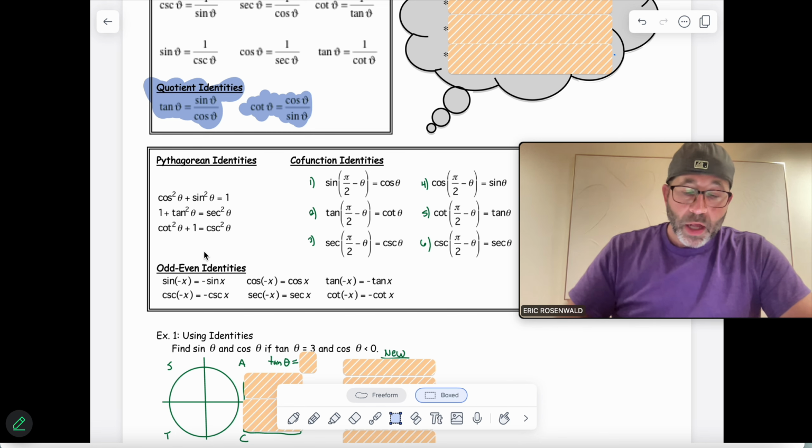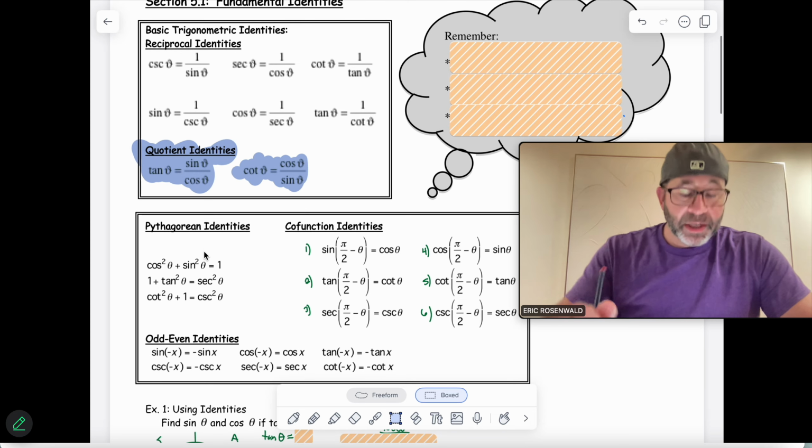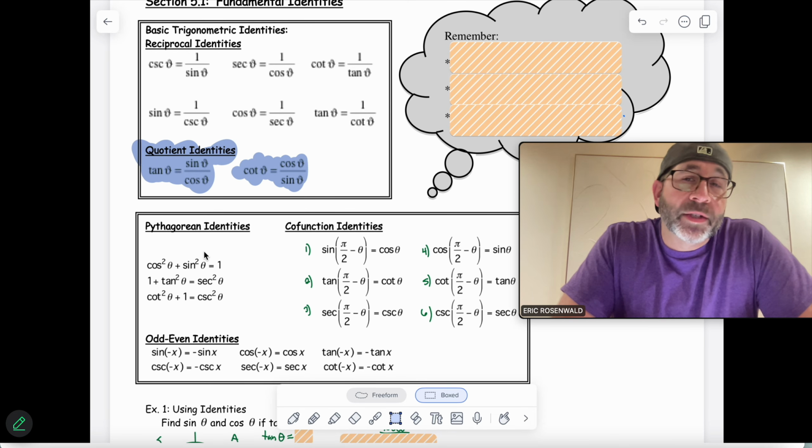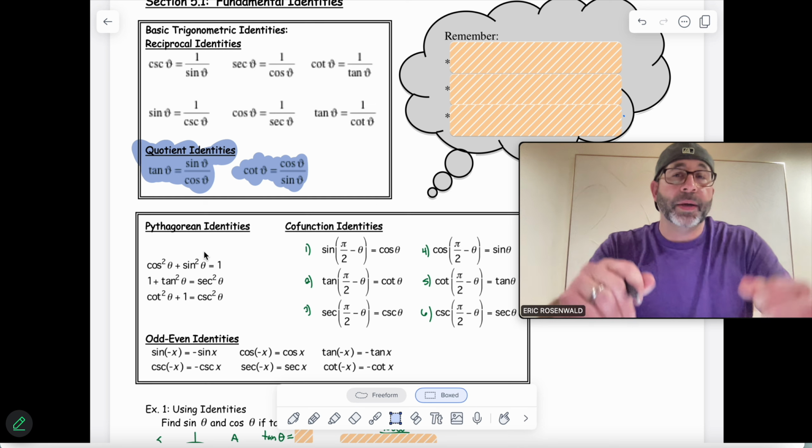In this section, I'm going to be giving you cheat sheets along the way to keep track of all the different identities, but I am going to talk to you a little bit about where each one of these identities comes from. So it's not just, here's a bunch of identities, okay?